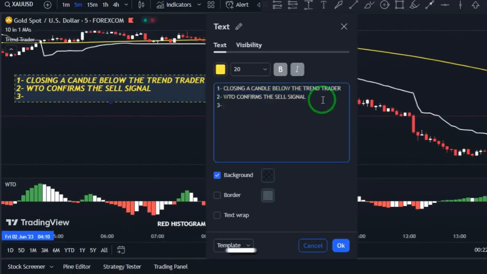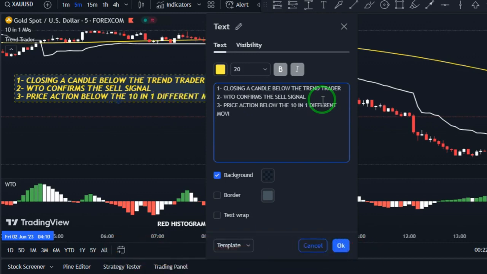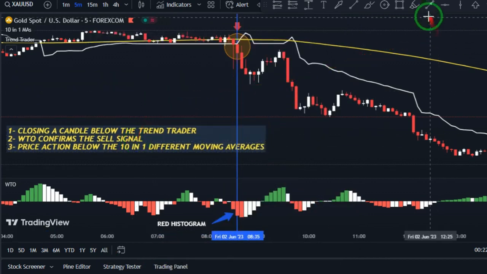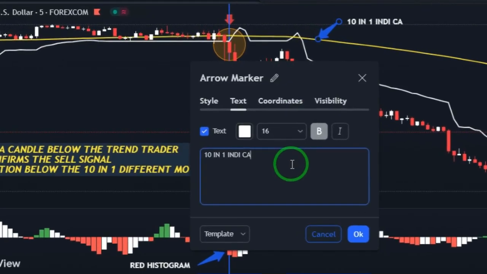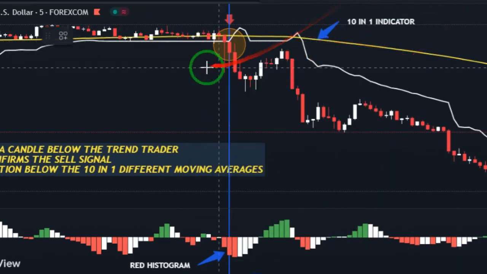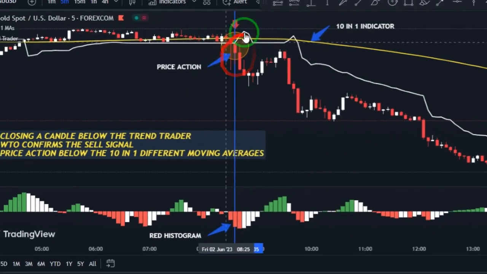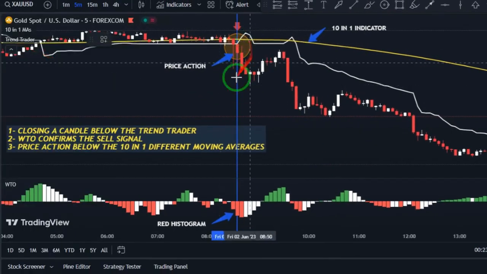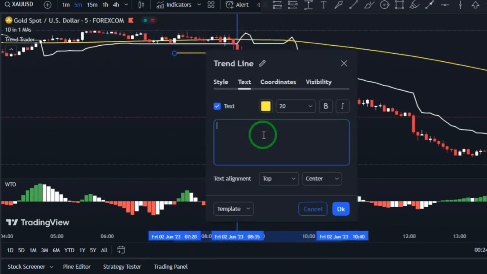Next, we need to check that the price action is below the 10 and 1 different moving averages indicator to ensure we're not trading against the market trend. Once all these conditions are met, the sell signal is confirmed and we can enter the short trade at the close price of the signal candle.